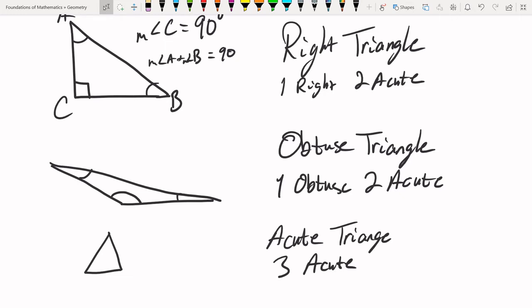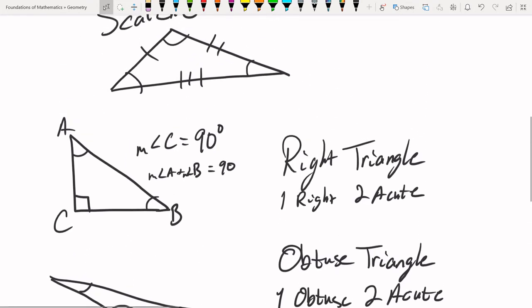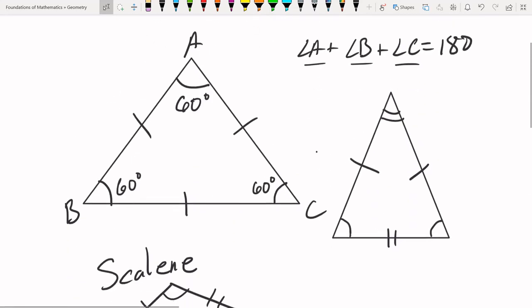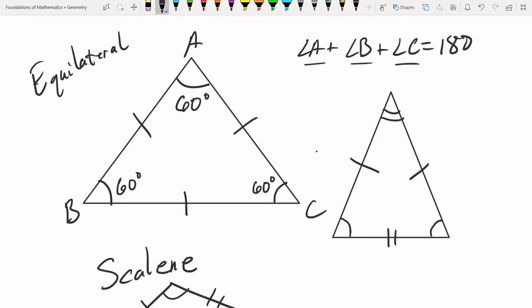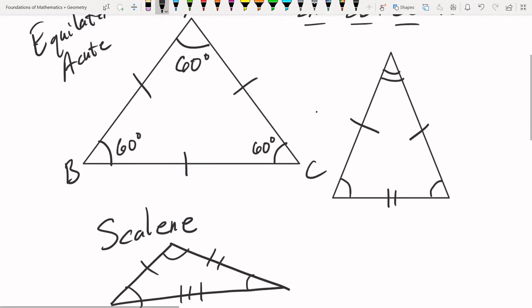So we can use right, obtuse, and acute to further classify the equilateral, isosceles, and scalene. The equilateral triangle is always going to be acute. That's because the angles on the inside are always equal to 60 degrees. So it has to be an acute triangle. Now the isosceles, this one can actually be any one of the 3. It could be acute, obtuse, or right. So all those descriptors apply.